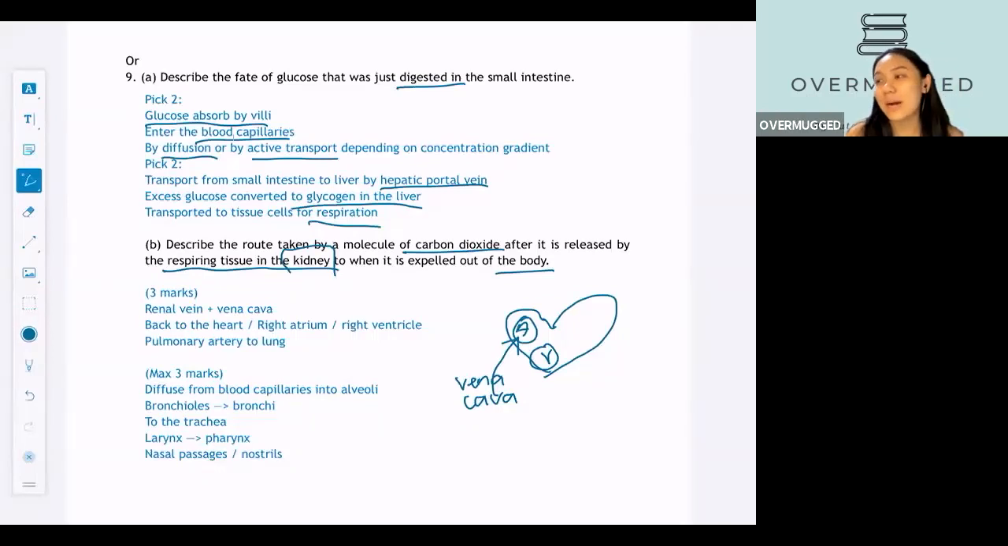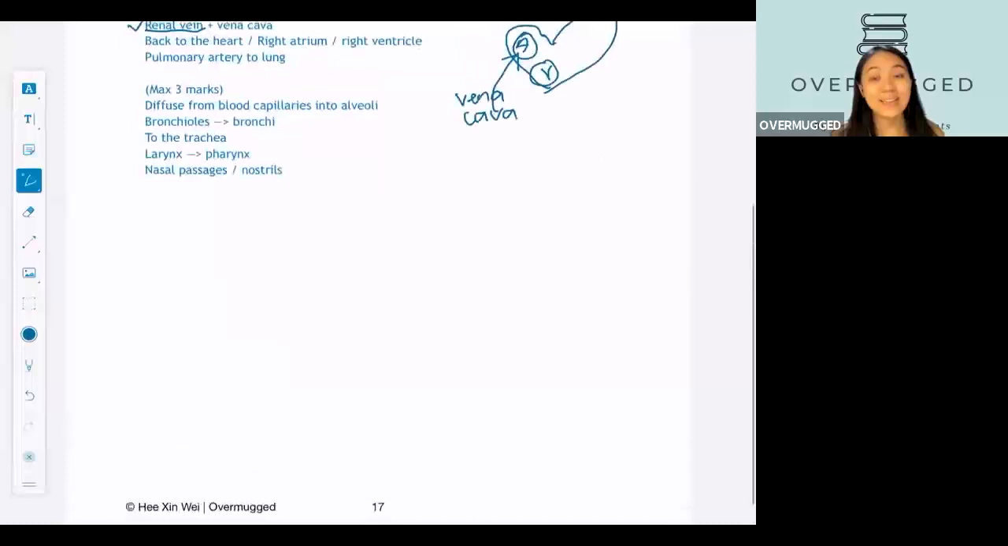You don't have to mention carbonic anhydrase because the question is asking for the route taken, not how it is being removed or the mechanism of transport. So renal vein, very important, definitely one important point. Then back to the heart. After that, it would diffuse from the blood capillaries into the alveoli, bronchioles, bronchi, trachea, larynx, pharynx, nostril, where it's expelled out of the body. All right, that is the end.